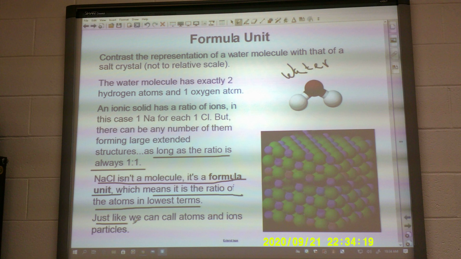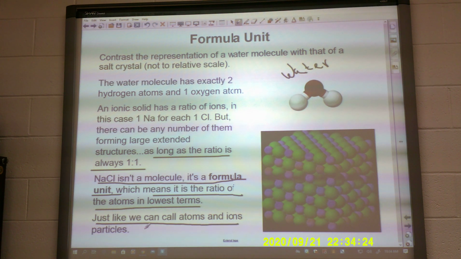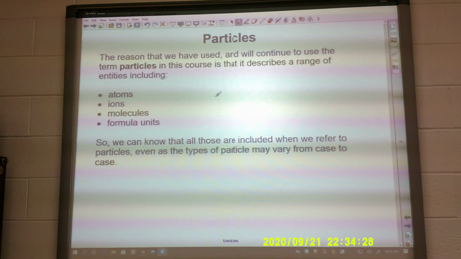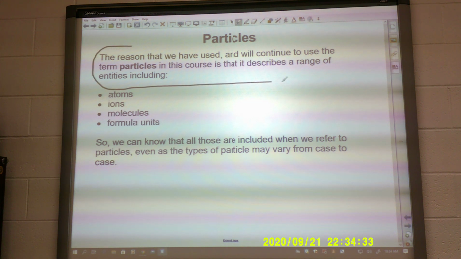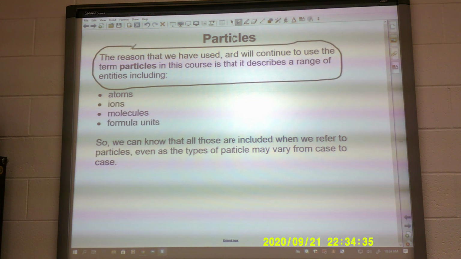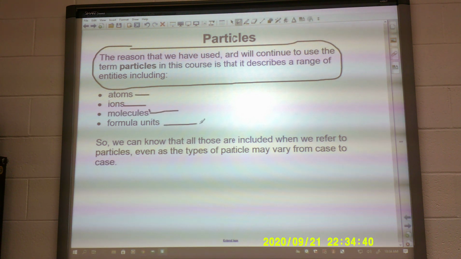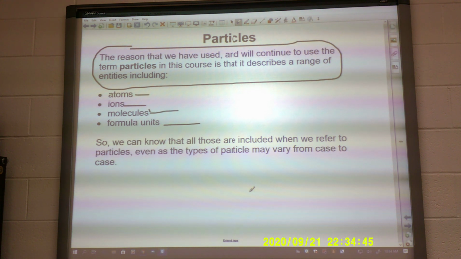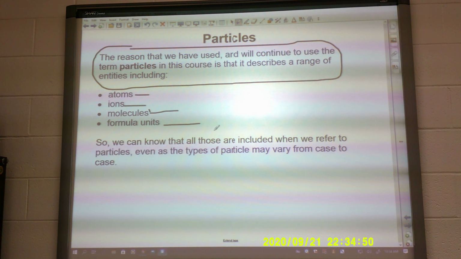Just like we can call atoms and ions both particles. The reason that we have used and will continue to use the term particles in this course is that it describes a range of entities. It can be atoms, ions, molecules, or formula units. So we can know that all of those are included when we refer to particles, even as the type of particle may vary from case to case. These are all examples of particles.